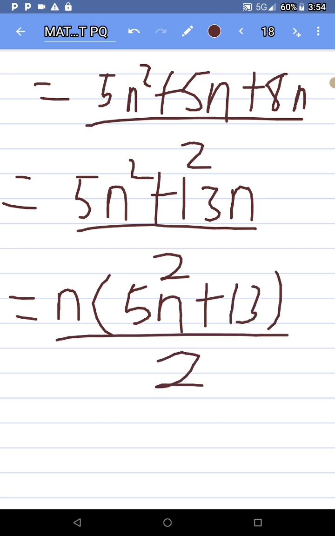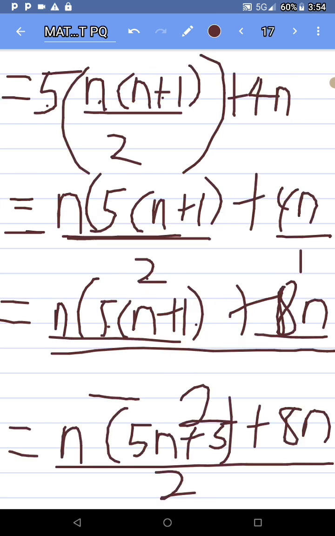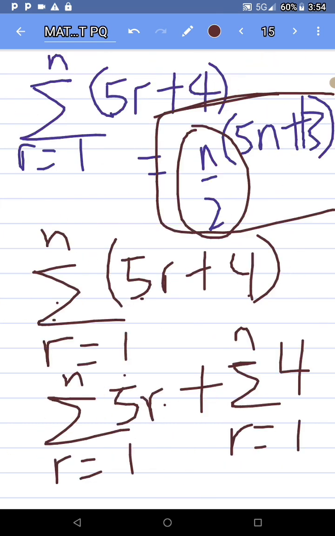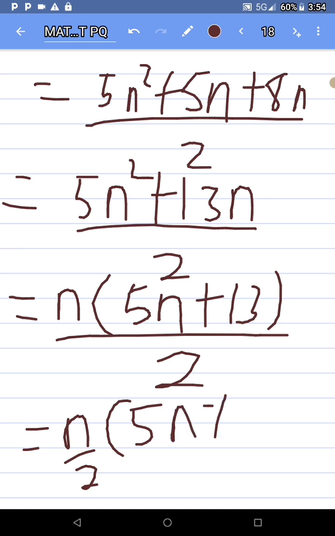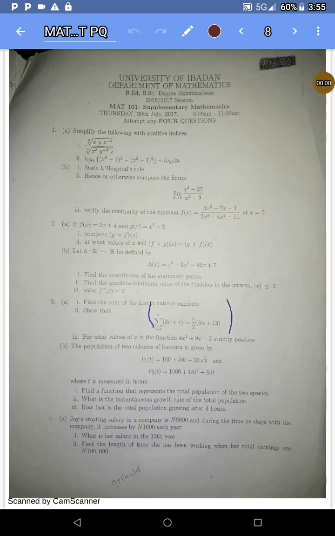Do we get what we want to get? We get it. Let's check. n over 2 into 5n plus 13. This is actually the same. You can just write it as n over 2 into 5n plus 13. So that is the end of the question. We've been able to solve it.